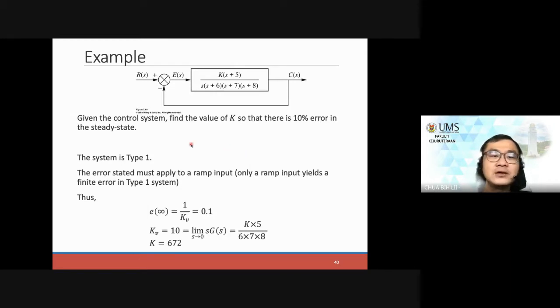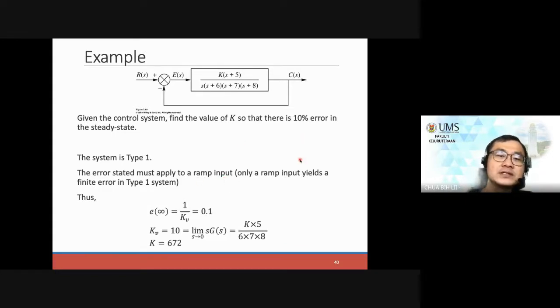Okay, same thing for these examples. For these examples, you have been given transfer functions. What we would like to do here is to find the K value such that there is a 10% error in the steady state. First things first, in order to have a 10% error, the system type must match the relevant input. Since this is type 1 and it produces a finite constant error, the type of input that you may want to put in would be a ramp input. So you will have a ramp input over here.